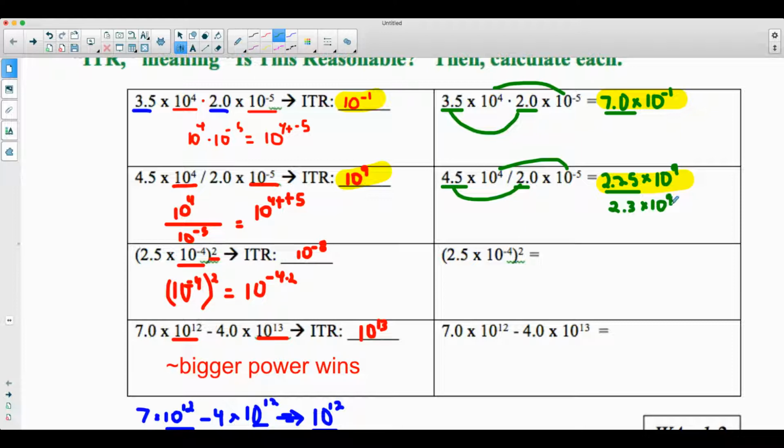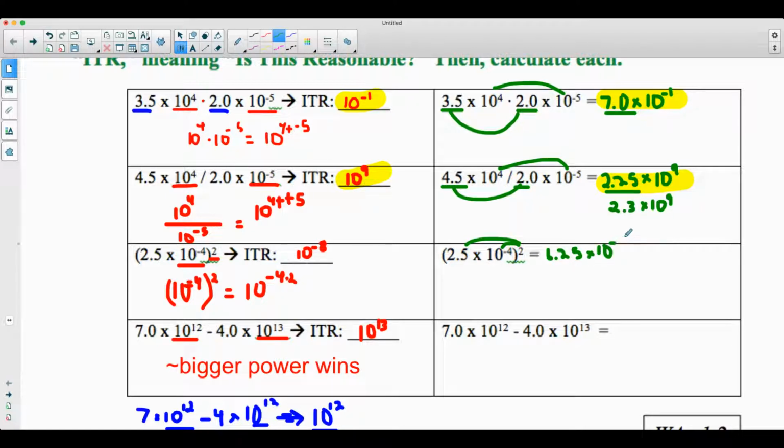All right, next one. 2.5 times 10 to the minus 4th, squared. Well, the squared actually applies to both of these. So you can do it in your head that way. 2.5 squared, that's like 25 squared, but you need a couple decimal places back in. Put it in your calculator, you'll get 6.25 times 10 to the negative 8.